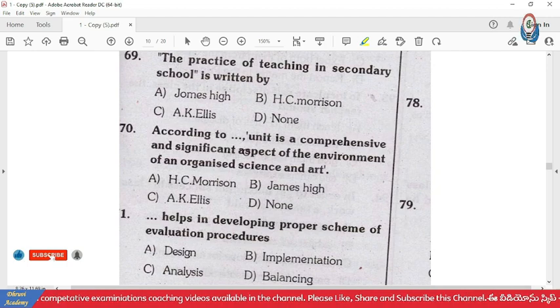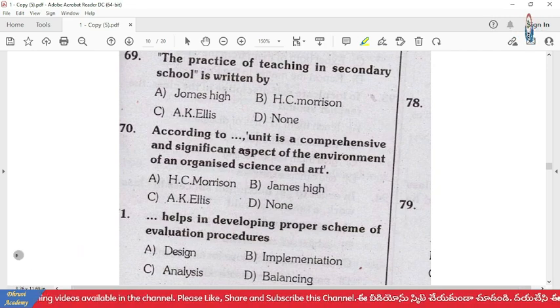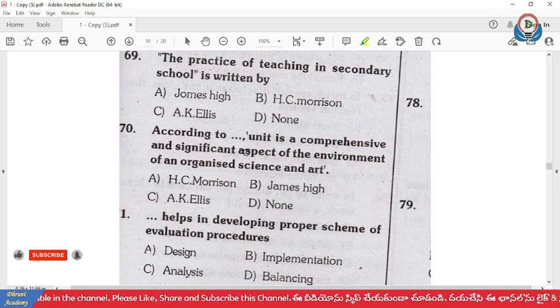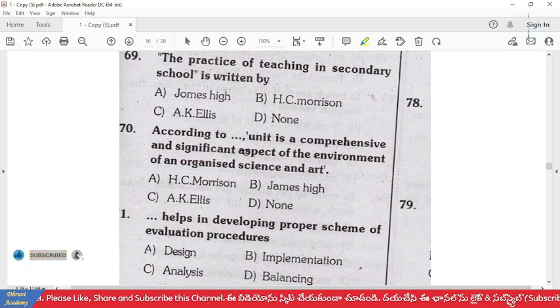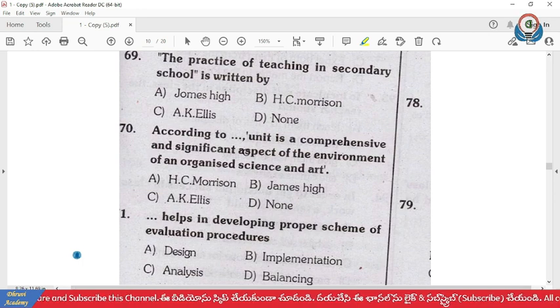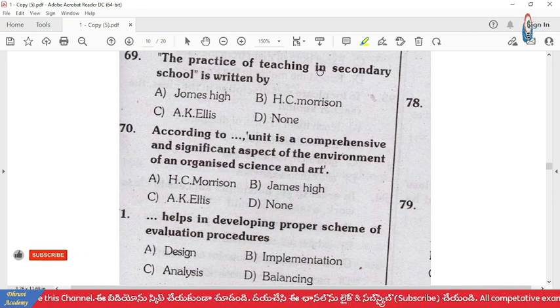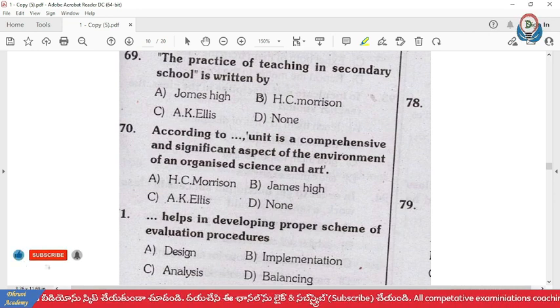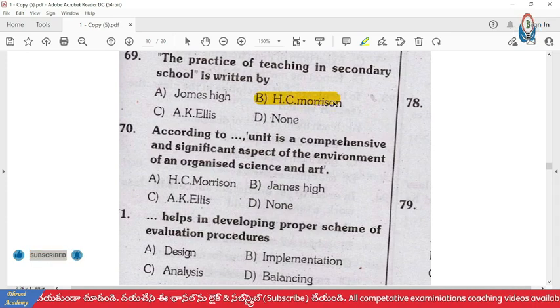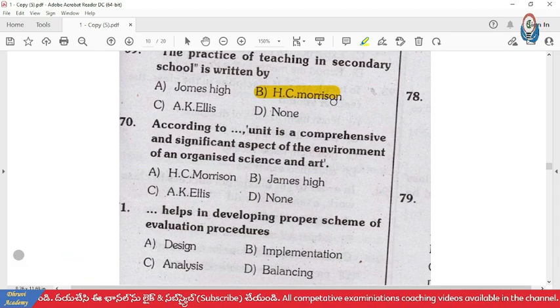The practice of teaching in a secondary school is written by A. James High, or B. It's H.C. Morrison, or C. It's A.K. Ellis, D. None. Which is the right answer? The practice of teaching in secondary school is written by H.C. Morrison. Morrison is the right answer.